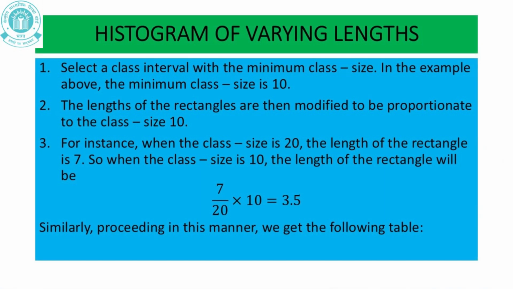Select a class interval with a minimum class size. In the example above, the minimum class size is 10. The lengths of the rectangles are then modified to be proportionate to the class size 10. For instance, when class size is 20, the length of the rectangle is 7. So when the class size is 10, the length of the rectangle will be 7 by 20 times 10, which gives 3.5. Similarly, proceeding in this manner, we get the following table.